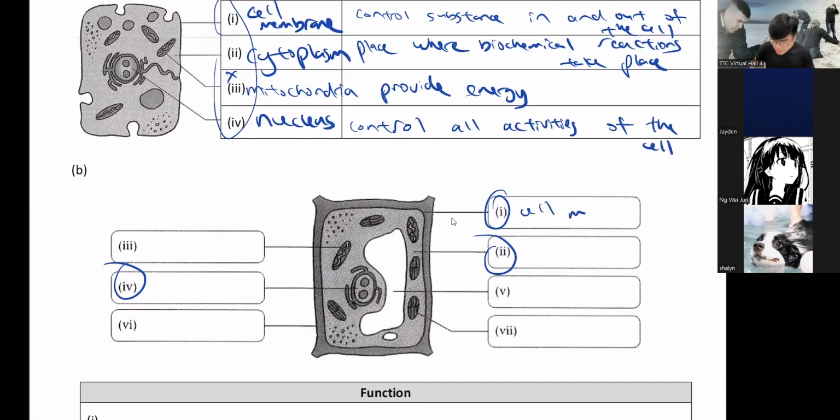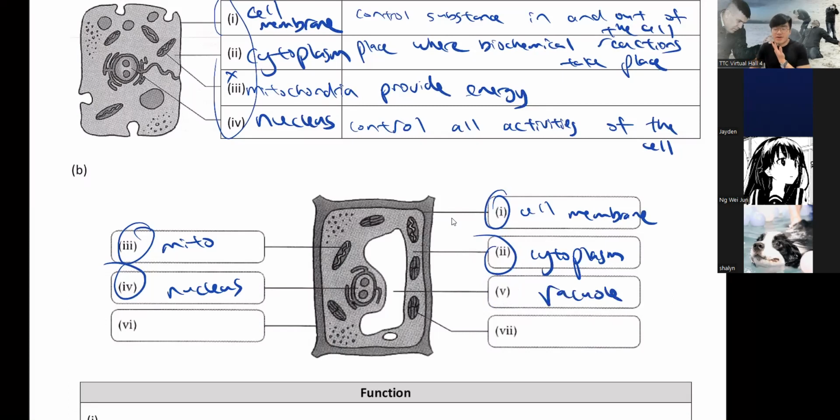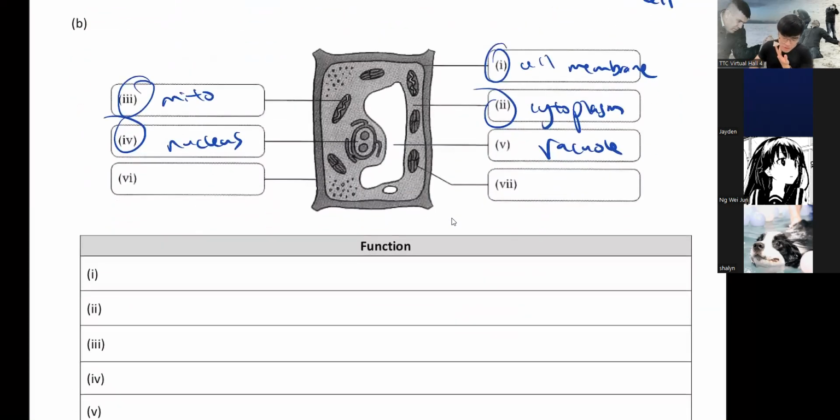This is your cell membrane. This is your cytoplasm. And then your, oh yeah, same. Sorry. Mitochondria. And then 4 is our nucleus. So a plant has three more things. So number 5, what is this number 5? This is what we call vacuole. Okay, vacuole.